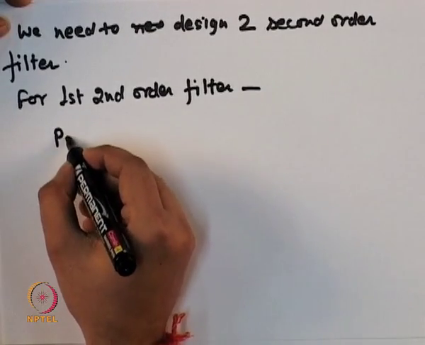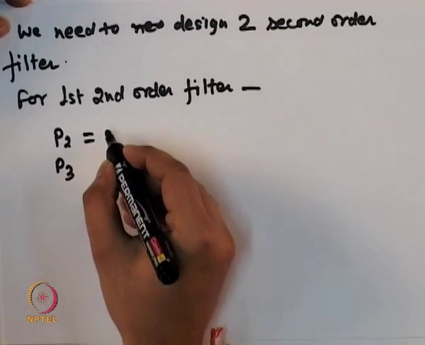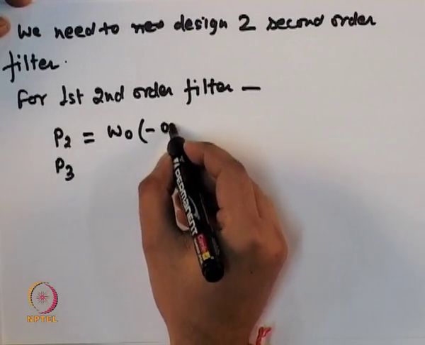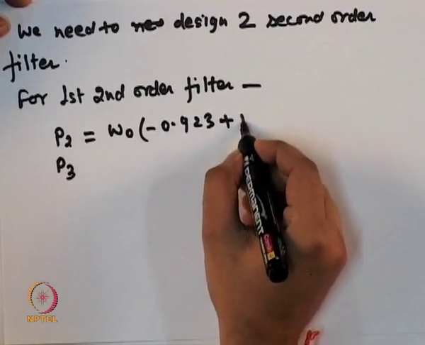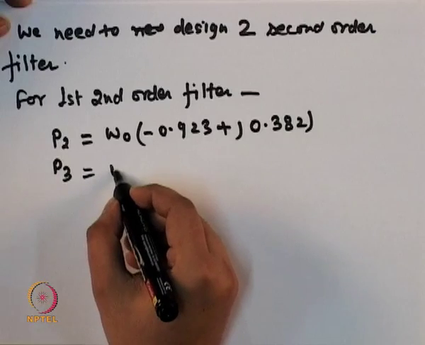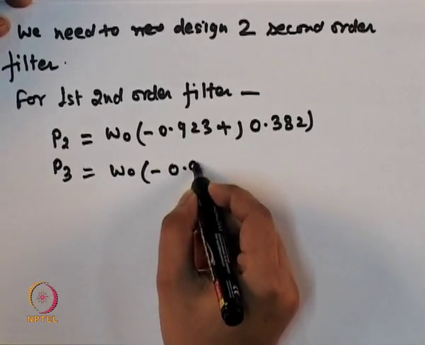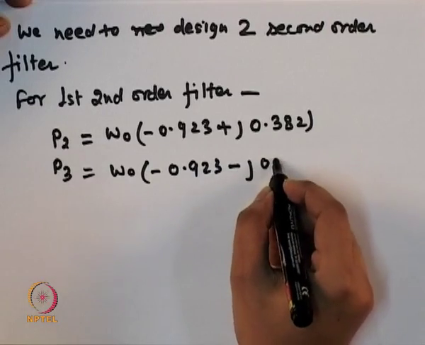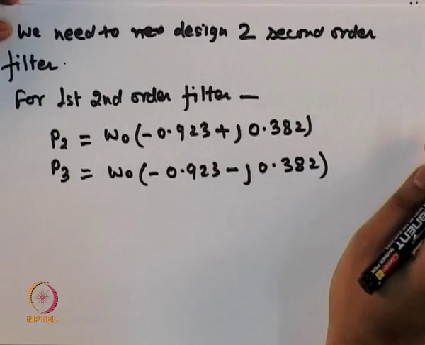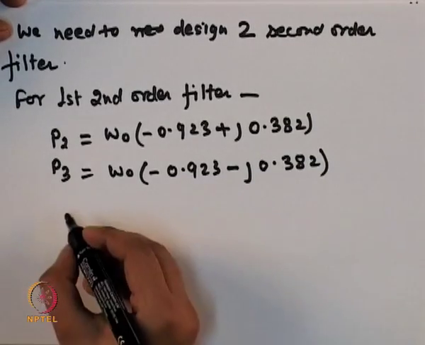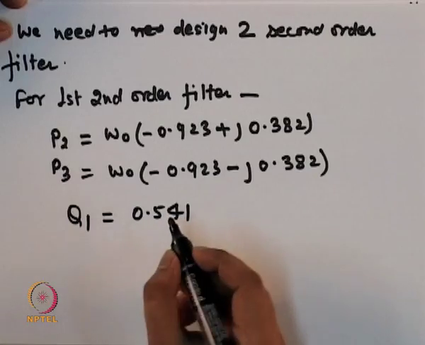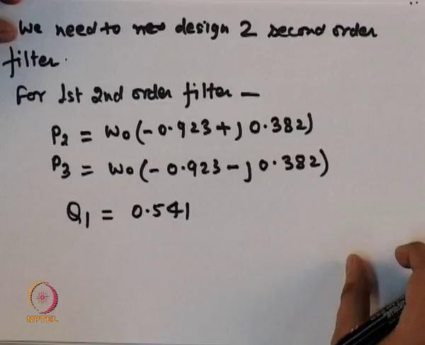We take two poles, P2 and P3, which I have calculated earlier, equal to minus omega naught times 0.923 plus j 0.382, and 0.923 minus j 0.382. So these are the complex conjugate poles of the filter. From that we have Q1 equal to 0.541. We derived the equation for Q1 earlier.